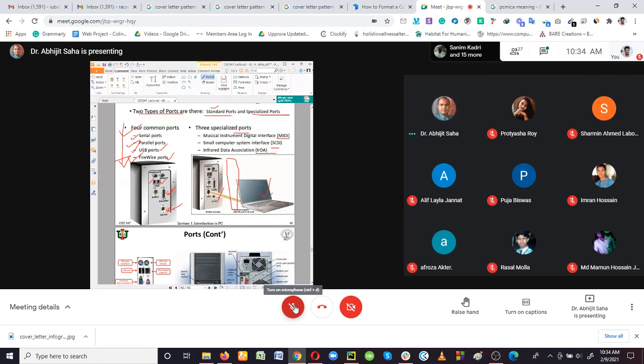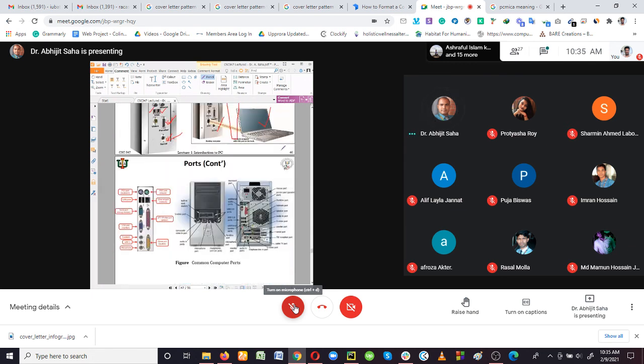MIDI stands for musical instrument digital interface. MIDI is used for musical instruments like the electric guitar, electric piano, something like that. And the small computer system interface is another technology, which allows different components in smaller sizes to be created for connecting with the computer system.